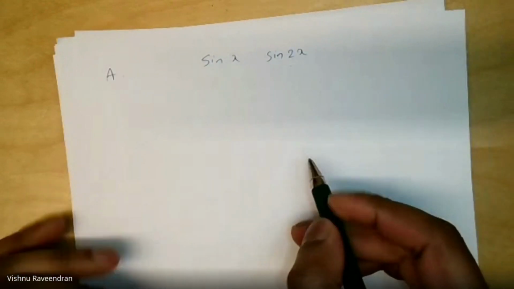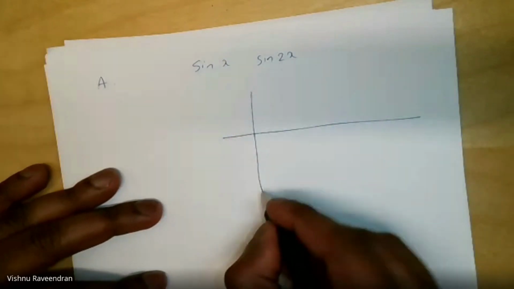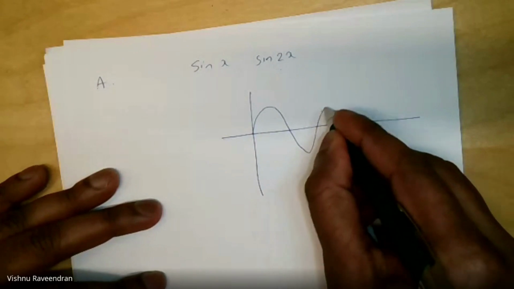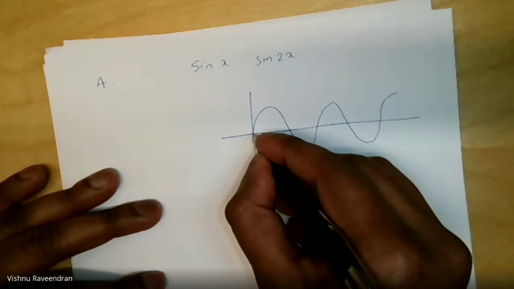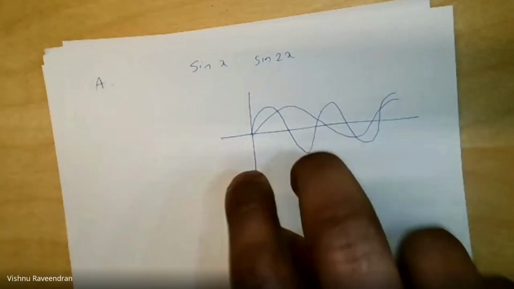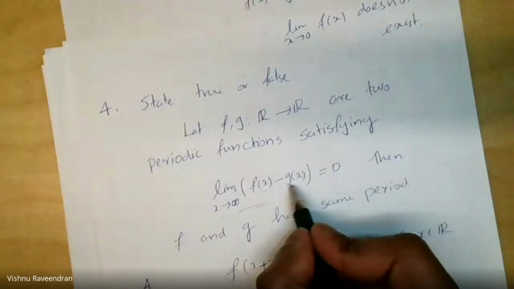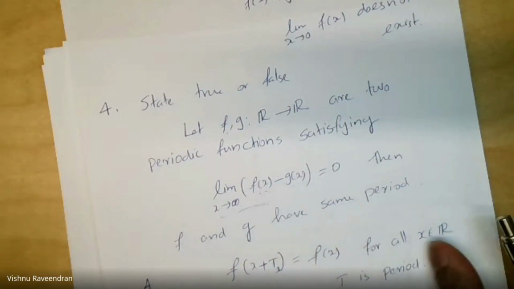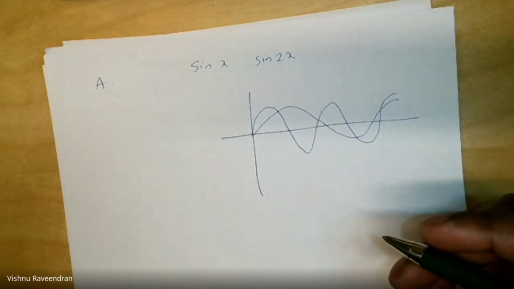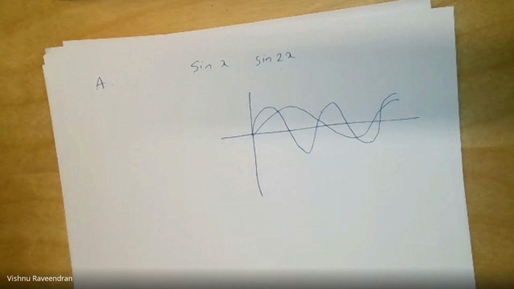But for this type of function, first you can just try to plot and understand how these functions behave. For example, sine will be more like this and sin 2x will be a little more oscillating, but anyway they will not be equal as x goes to infinity. This statement says that as x goes to infinity, f and g will be the same. Does anybody have any other idea?